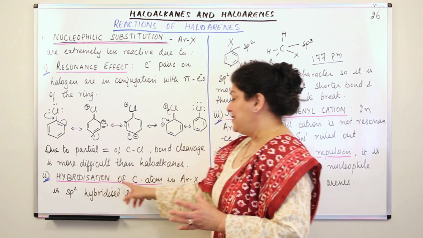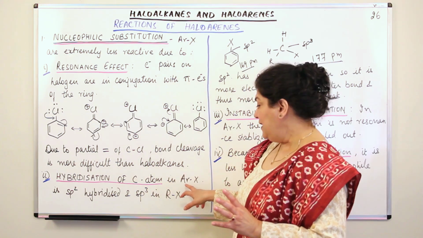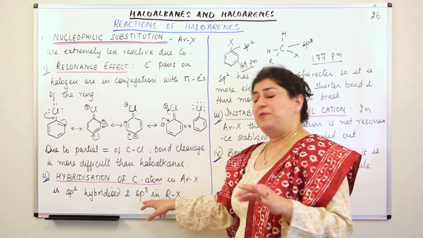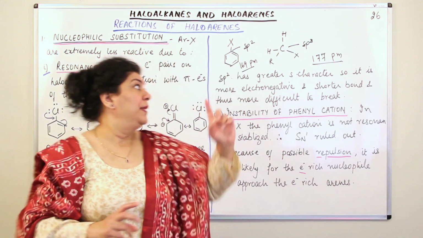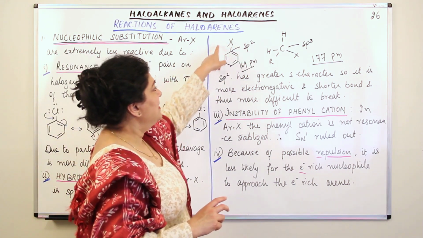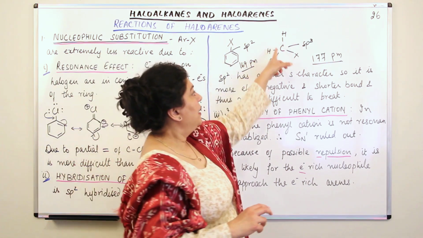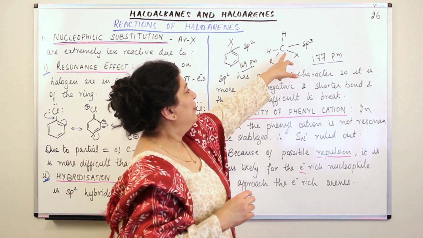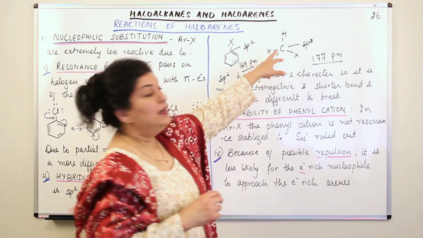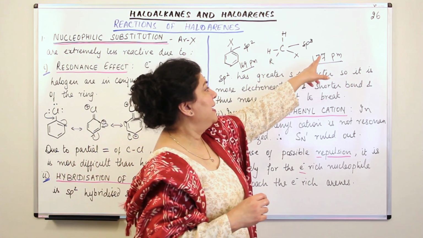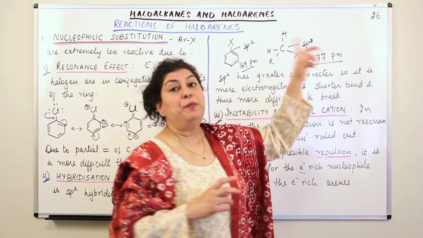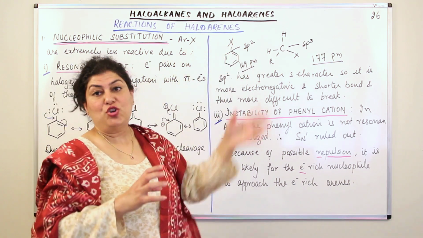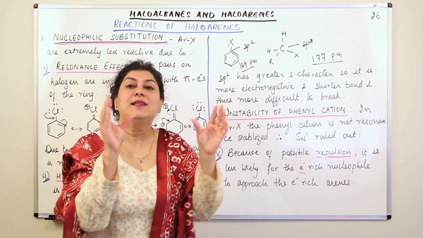So we say hybridization of carbon atom. In haloarenes, the alpha carbon is sp2 hybridized, and it is sp3 hybridized in haloalkanes. Now look here, this is sp2 hybridized in the case of haloarenes and sp3 hybridized carbon in the case of haloalkane. The length of this C-X bond in haloalkanes is 177 picometers. And the length of the carbon-halogen bond in the case of haloarenes is 169 picometers. It is a shorter bond.